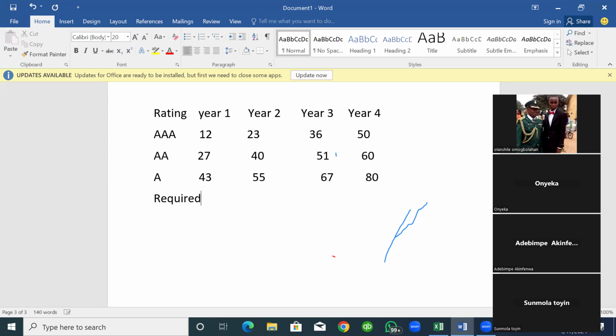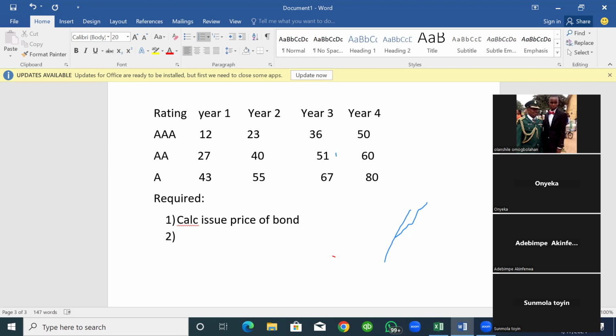Required. You see required like this. Required number 1: calculate the issue price of the bond.